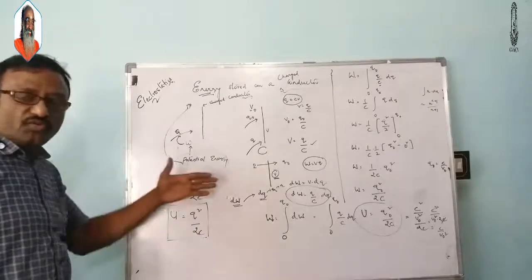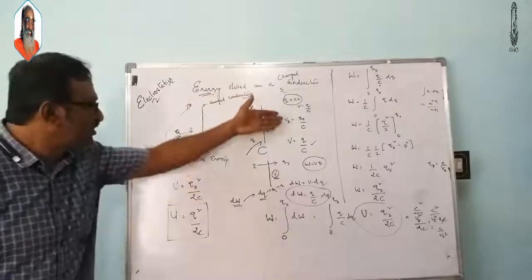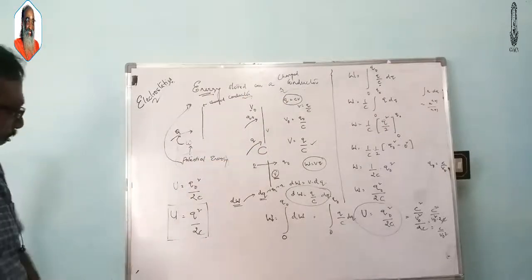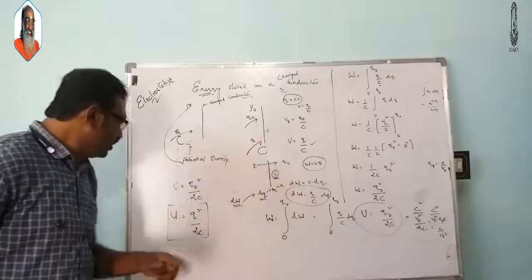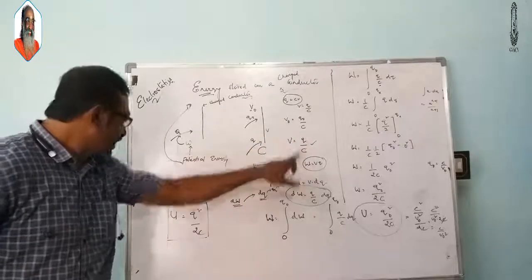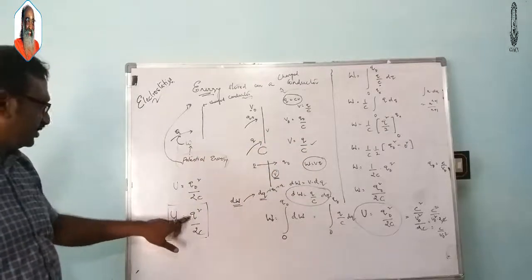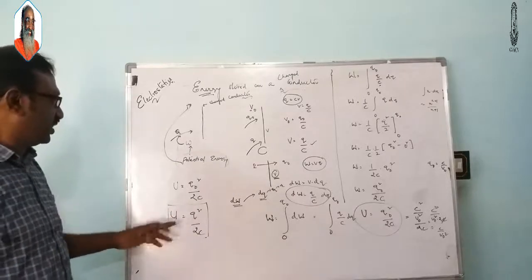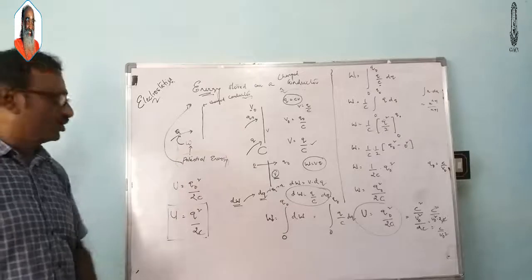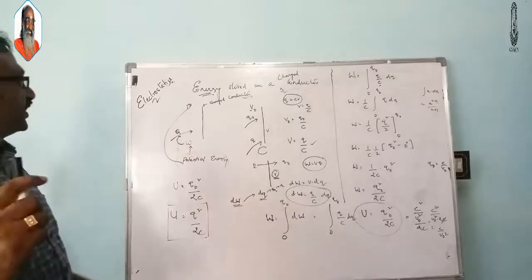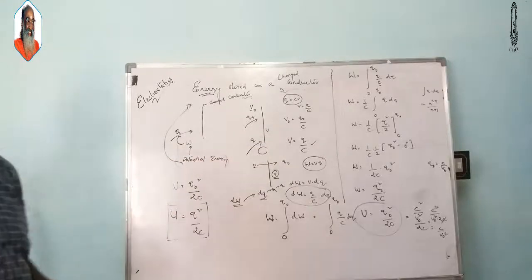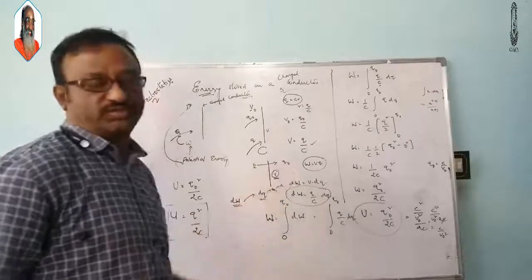In whatever form you want, you can convert it using the relation V naught is equal to Q naught by C, or V is equal to Q by C. Suppose you want to change it into V, instead of Q write V times C, or where V appears write Q by C. Just substitute that, and the expression will be completely changed to potential and capacitance. Like that you can find the potential energy. So this is the expression here. Just go through this, pause the video and take a screenshot of this.